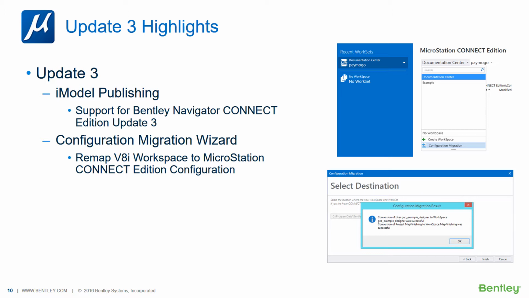With update 3, we added in support for the new .imodel format. It used to be a .i.dgn, which is our iModel format, but now the actual extension is .imodel. So we've added support for that and provided you the ability to do your migrations of your V8i workspaces to your Connect Edition configurations with a wizard. So this does one project at a time. Gives you a good head start on how to set up your Connect Edition configurations based on your V8i workspaces.